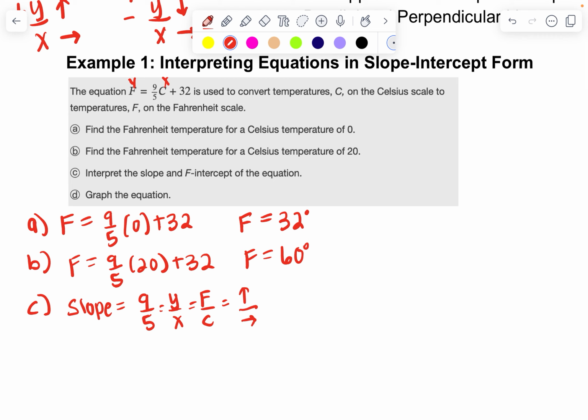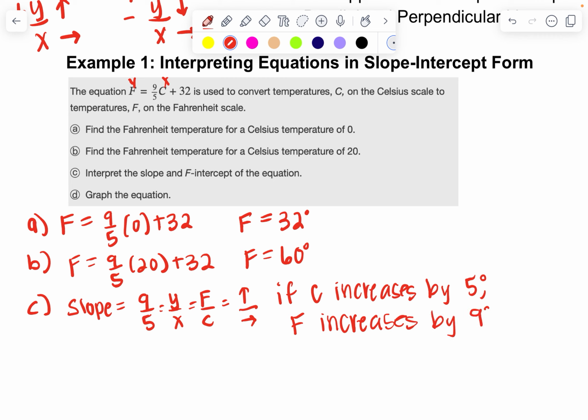We always start with the bottom number, so we would say if Celsius increases by 5 degrees, then Fahrenheit increases by 9 degrees. So they're both going up. Again, as Celsius increases by 5 degrees, Fahrenheit increases by 9 degrees.